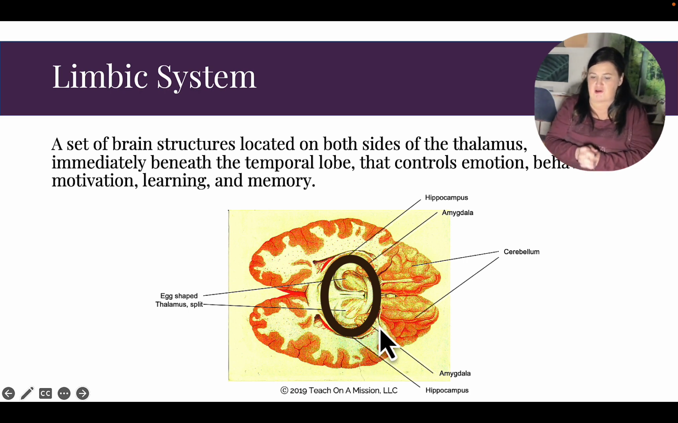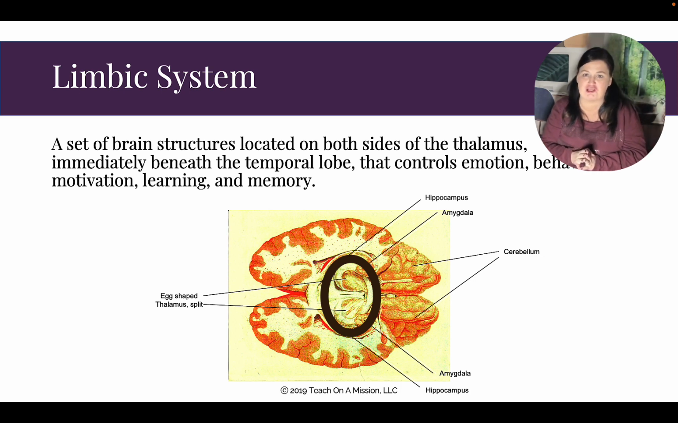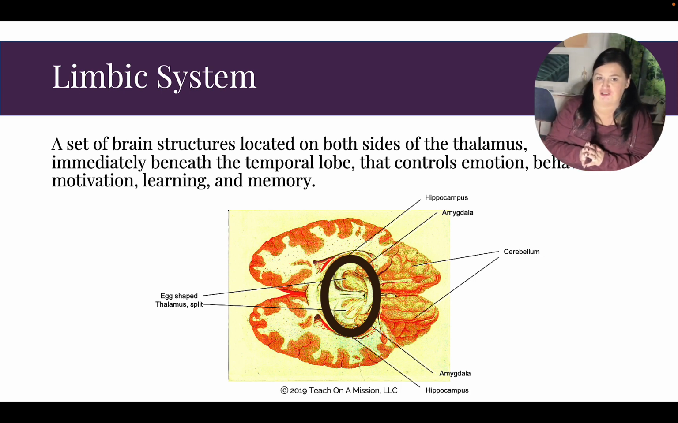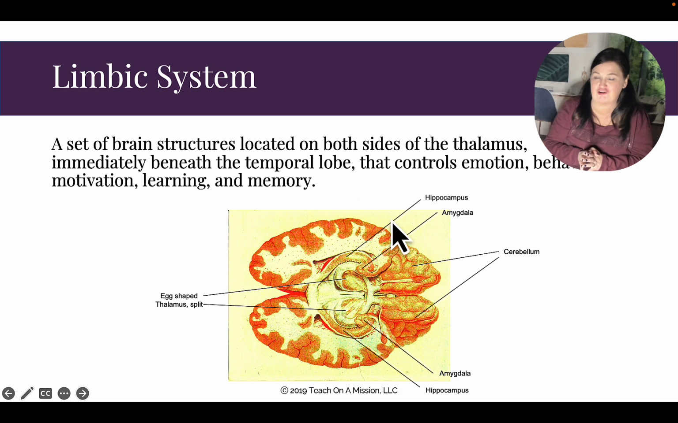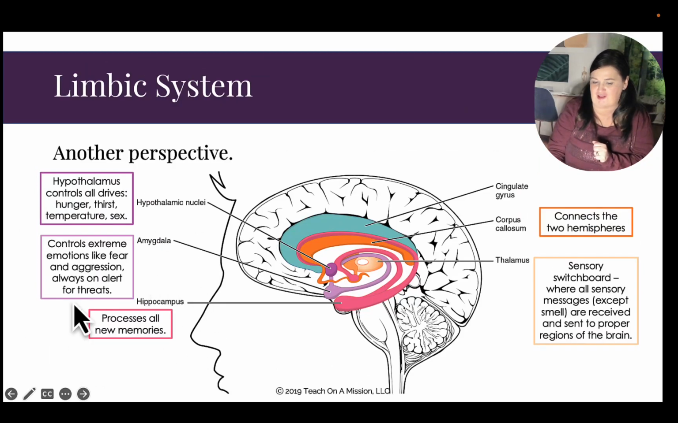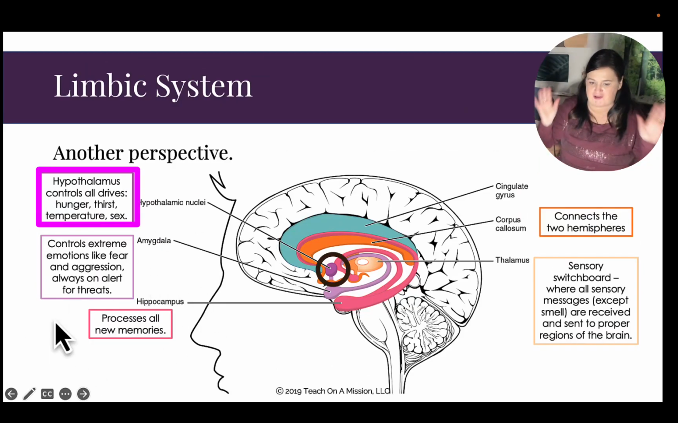Okay, these are your temporal lobe, and it controls your emotion, your behavior, your motivation, your memory, and all new learning. I'm going to say that again. Your thalamus controls emotion, behavior, motivation, learning, and all new memories. Okay, that shows you all the different parts of the limbic system. Here's another picture of the limbic system. Okay, another perspective.